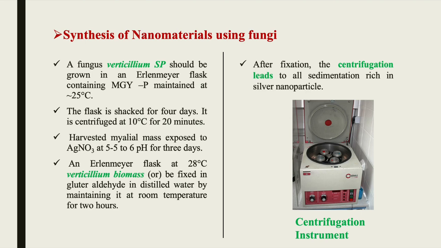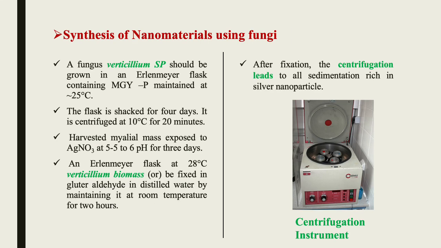Here you have to put the sample inside the centrifuge, and the two opposite poles have to be weight balanced. After putting the lid down and closing it, you have to rotate at a fixed rpm. If you rotate at a fixed rpm, due to centrifugal force, your sedimentation collects at the bottom. That's how we separate out the silver nanoparticles from the given Verticillium biomass.